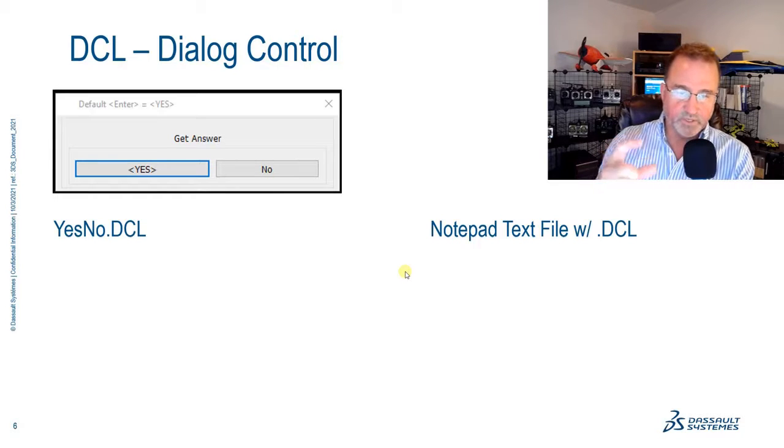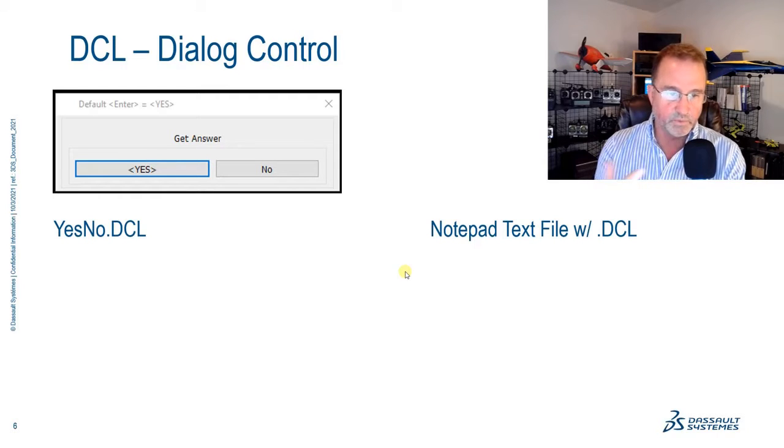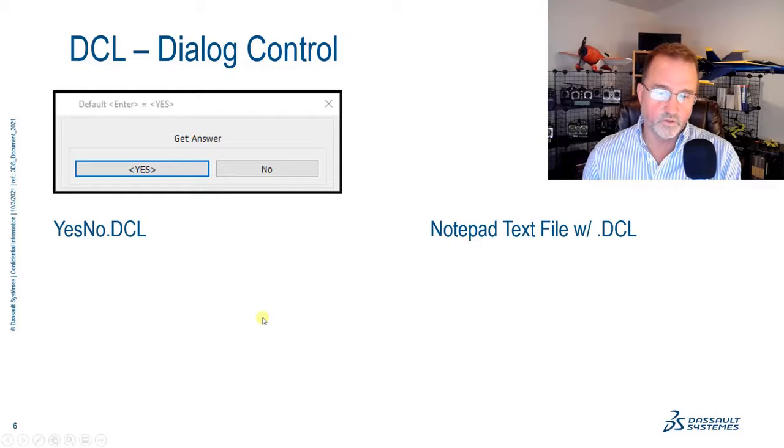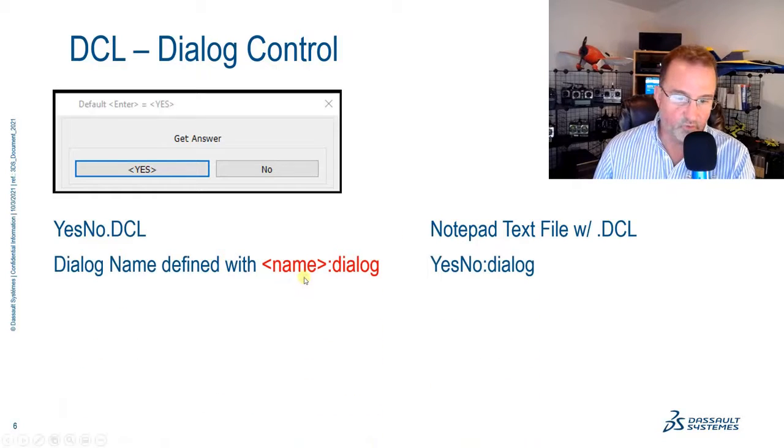It's also nice because having that pop up in the middle of the screen is typically where people are focused as they're running through these programs. So to start out with, you'll notice that I'm going to create a file. We're going to call it yesno.dcl is the name of the file. So the format is basically the name of your dialog, a colon, and then the word dialog.